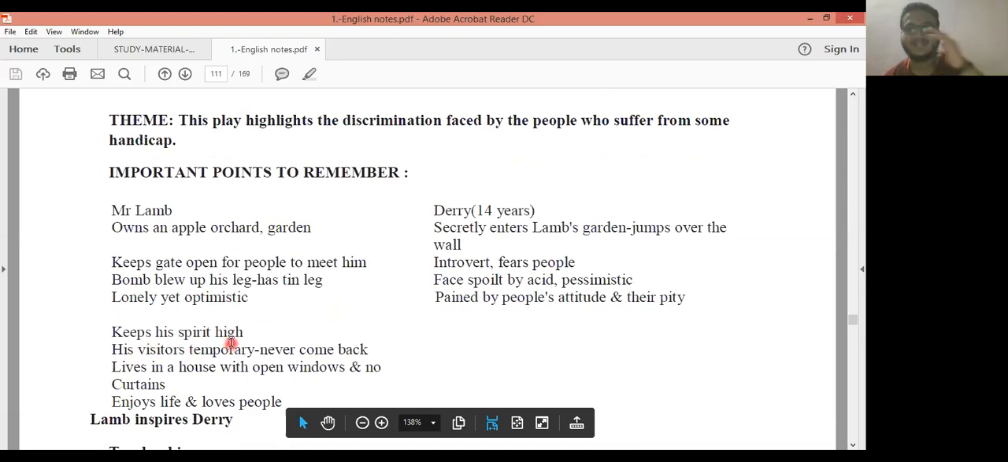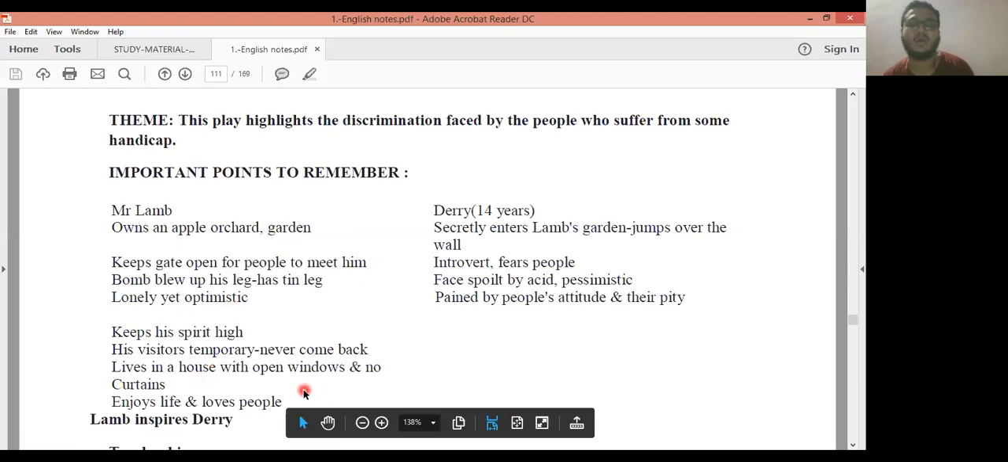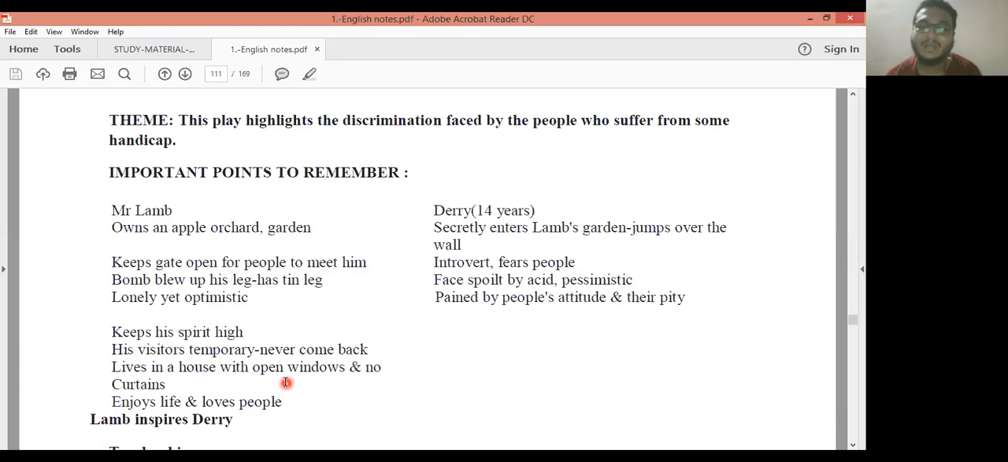His moral attitude is high. His visitors most often never come back. When they go from him, they are gone. He lives in a house with an open window and no curtains. He enjoys life and loves people. Whatever he has in his life, he loves that, and he enjoys the time being with people.